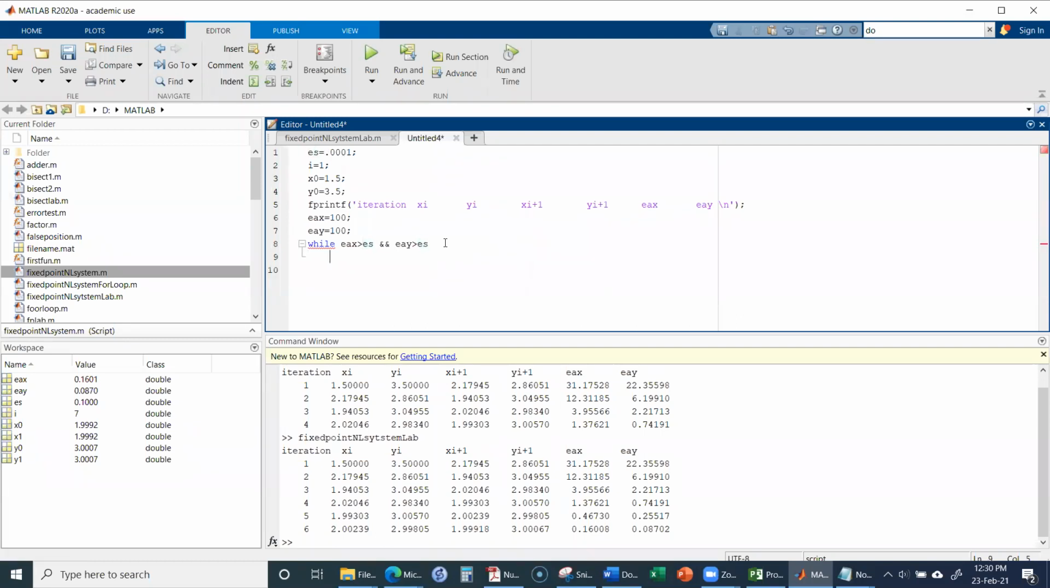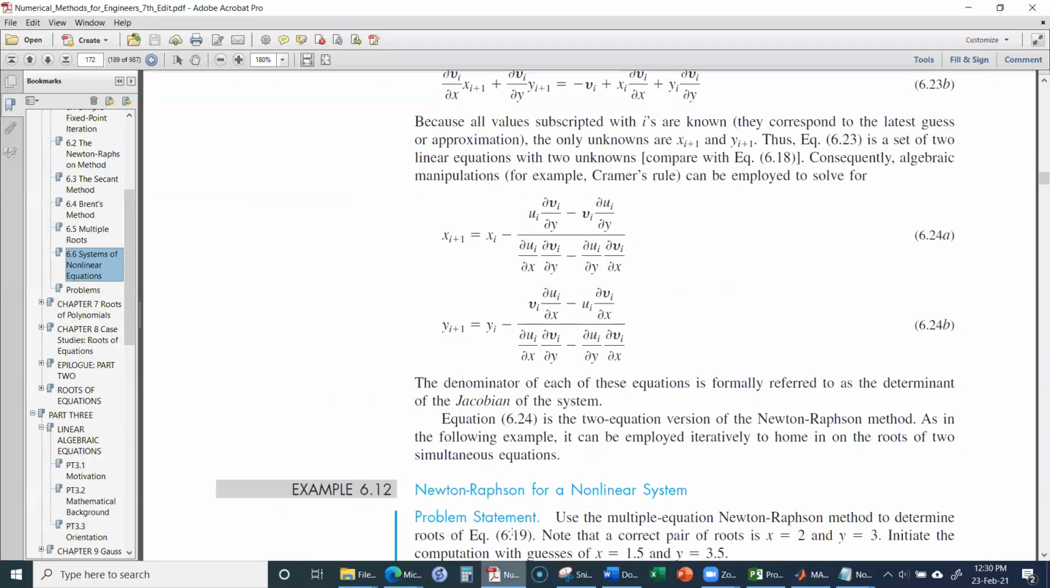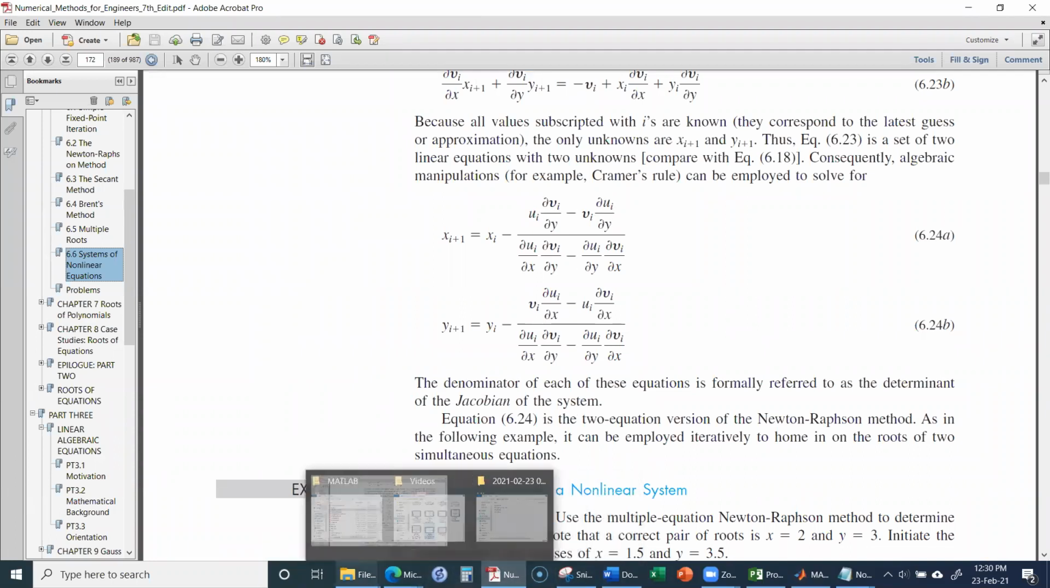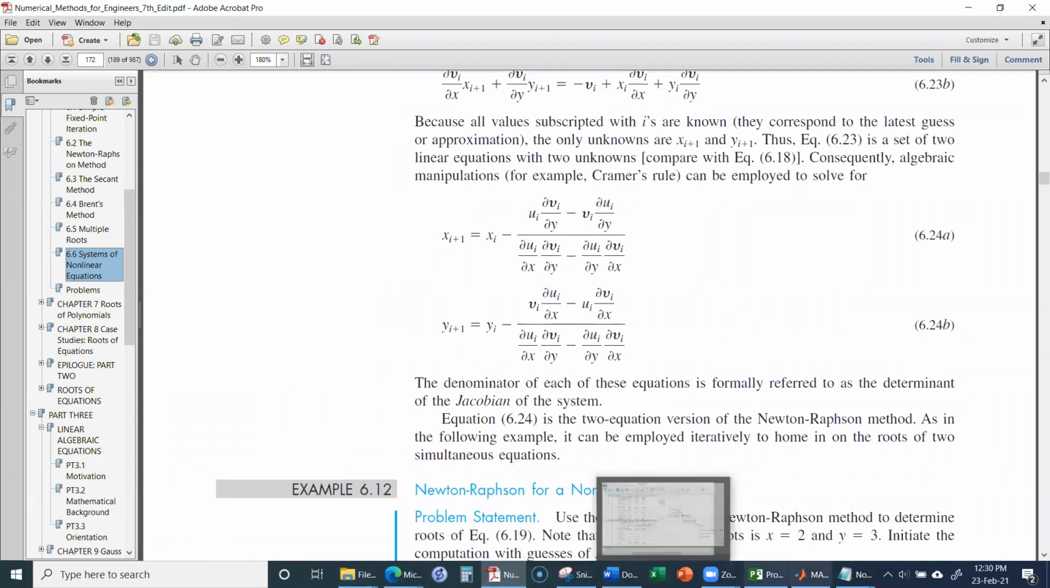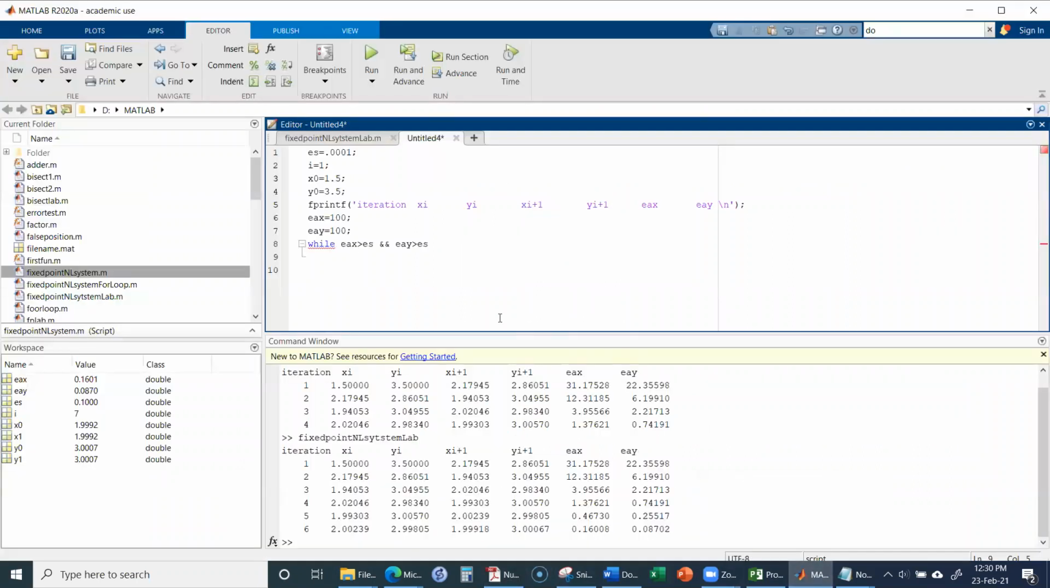So for this while loop, we need to use these two formulas. So we need to define these variables. We need the u variable and v variable. So we will define u naught, v naught.